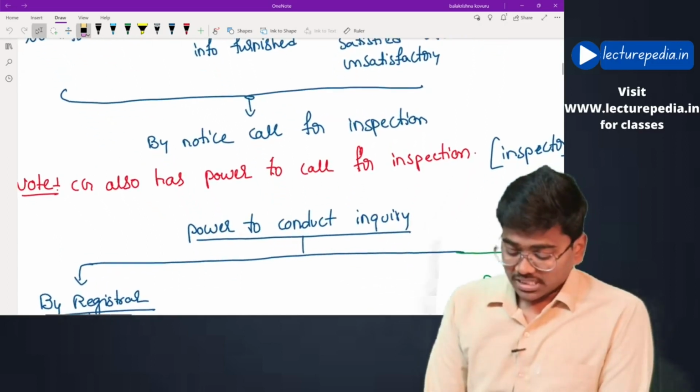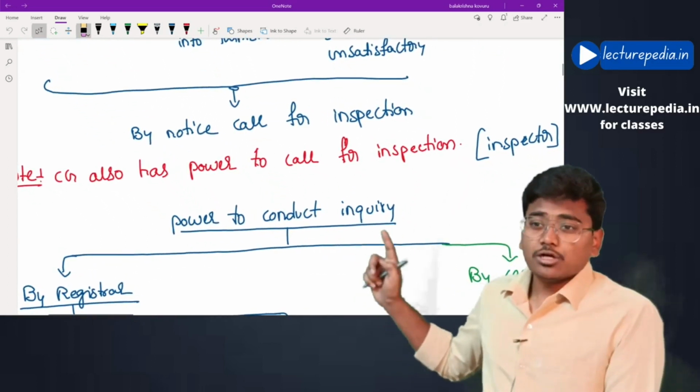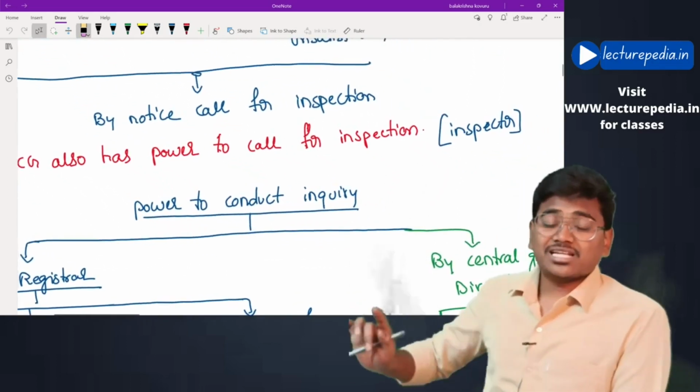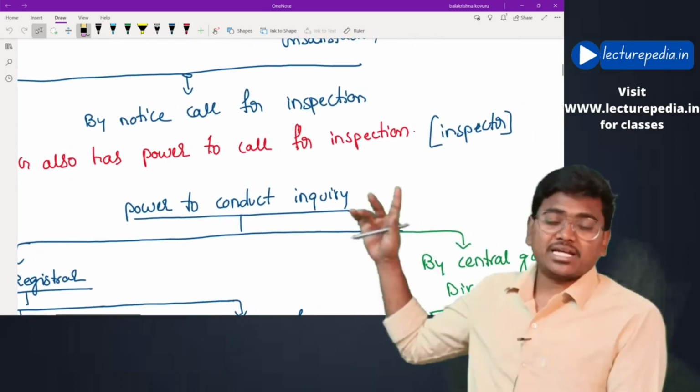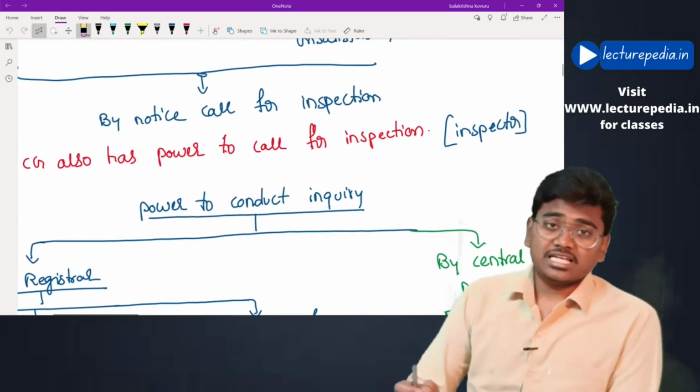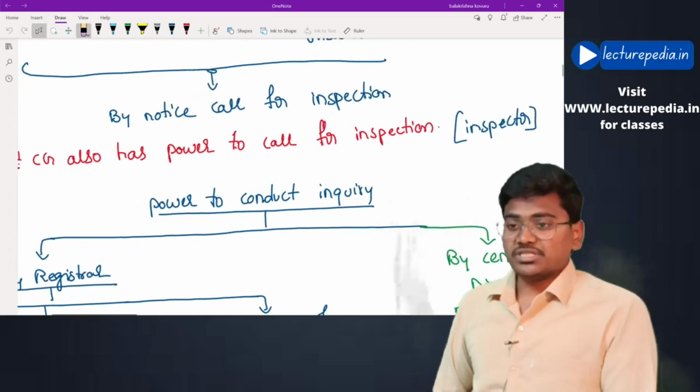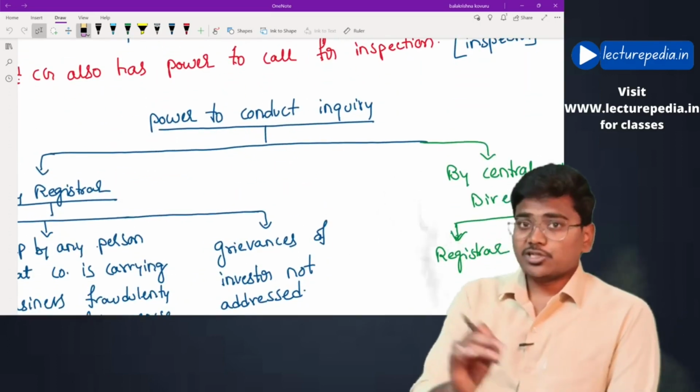And also even the central government is having power to call for inspection. The central government will appoint an inspector for conducting the inspection of the company. Hope this is clear. That is relating to inspection.